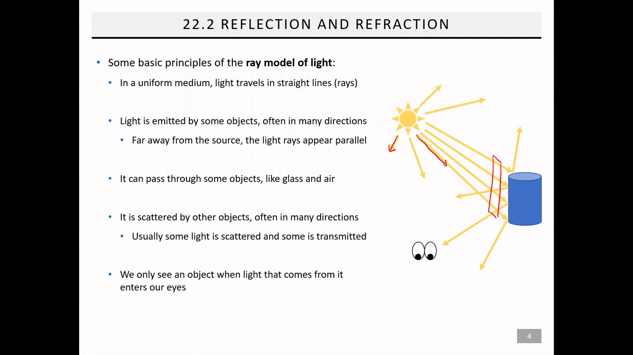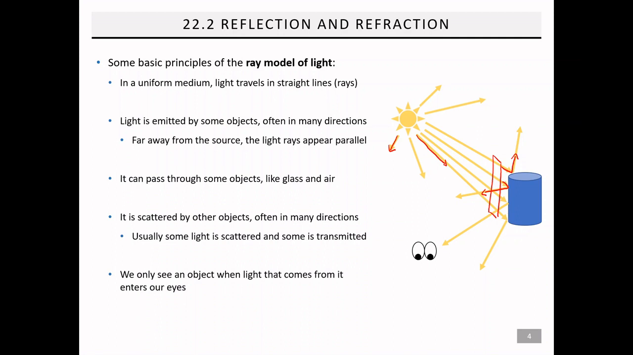We will assume that light can pass through some objects like glass and air. We will assume that it does not pass through some objects and that it scatters off of them. So this blue cylinder, you have light coming from the sun. It passes through the air. It reflects off of the blue cylinder, and the cylinder may reflect it in all sorts of directions, depending on the surface of the cylinder.